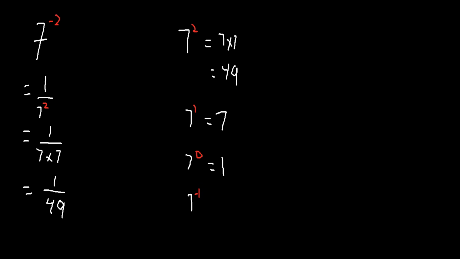That's like saying 1 over 7 to the 1, which is 1 over 7. And then 7 to the negative 2 equals what we just had here: 1 over 7 squared, which is 1 over 7 times 7, which is 1 over 49.